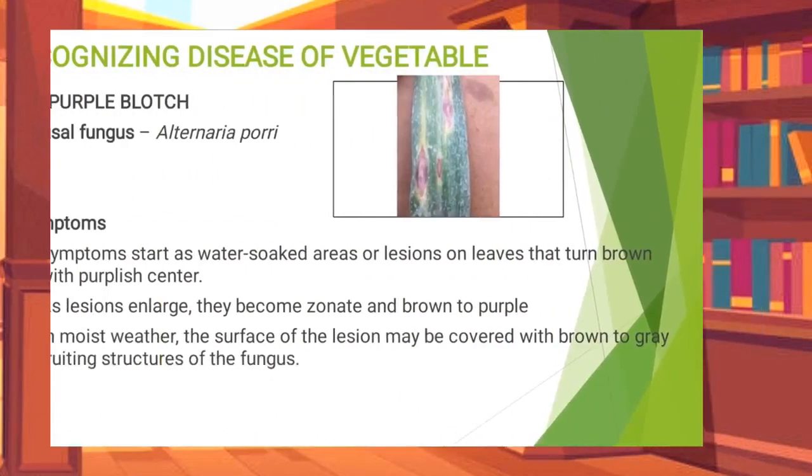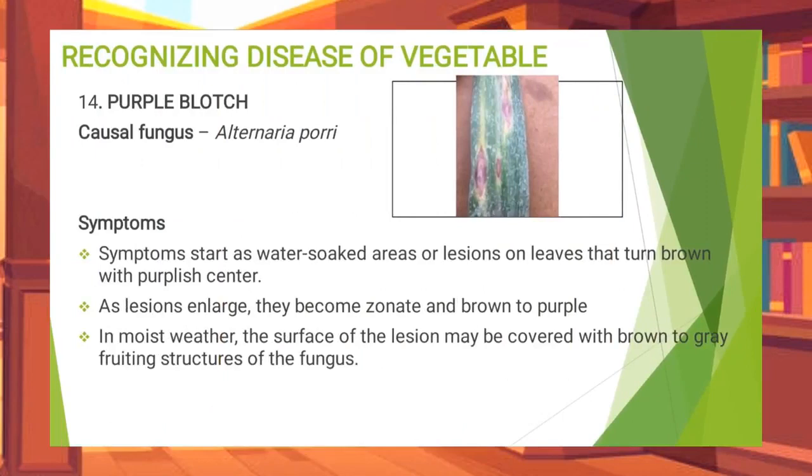So number 14, purple blotch. So causal fungus, na siya diri. So symptoms start as water-soaked areas or lesions on leaves that turn brown with purplish center. So as example, klaro kaayo.